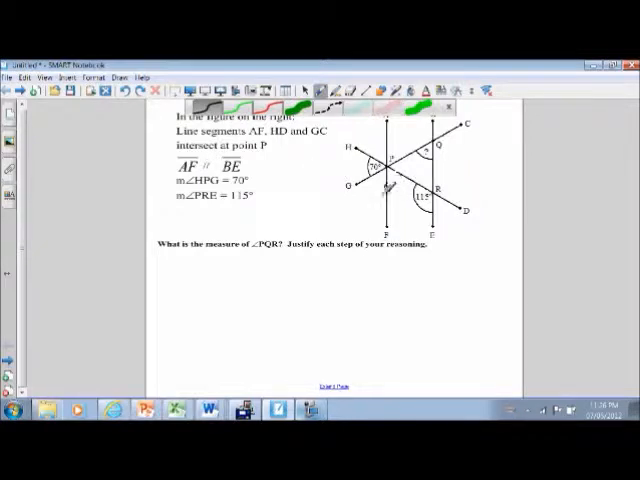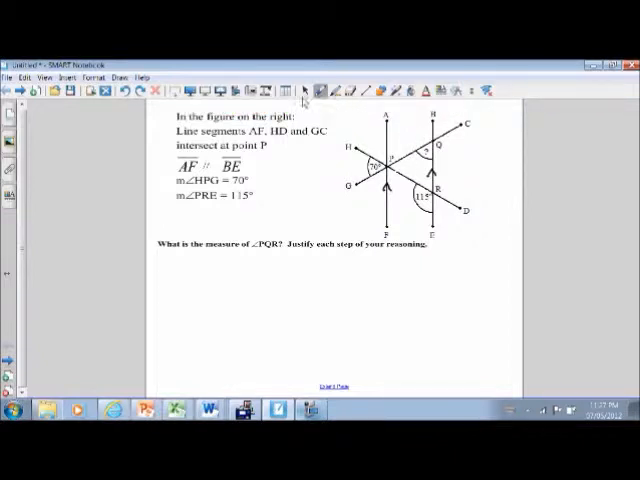So I'm going to show that on my diagram with the arrows. I'm going to write that in. And I like doing that because when you show it on the diagram, then I don't need to go back and read everything again. I'm not going to forget it because I can see it in front of me. We're told that HPG is 70 degrees, and that's written here. We're told that PRE is 115 degrees. Again, that angle is shown here. And we're asked to find out what this angle PQR up at the top is.